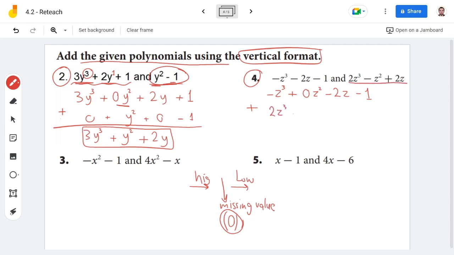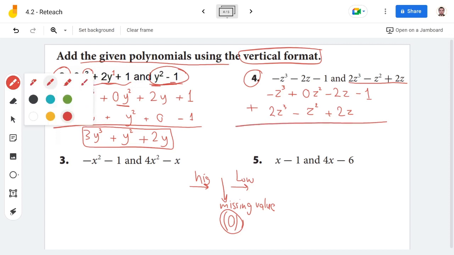2z to the power of 3 minus z to the power of 2 plus 2z. Okay, now add them together. So negative 1 here, here is 1, right? Okay, so negative 1 plus 2 equals 1z cubed, or you don't have to write the 1. It's up to you.